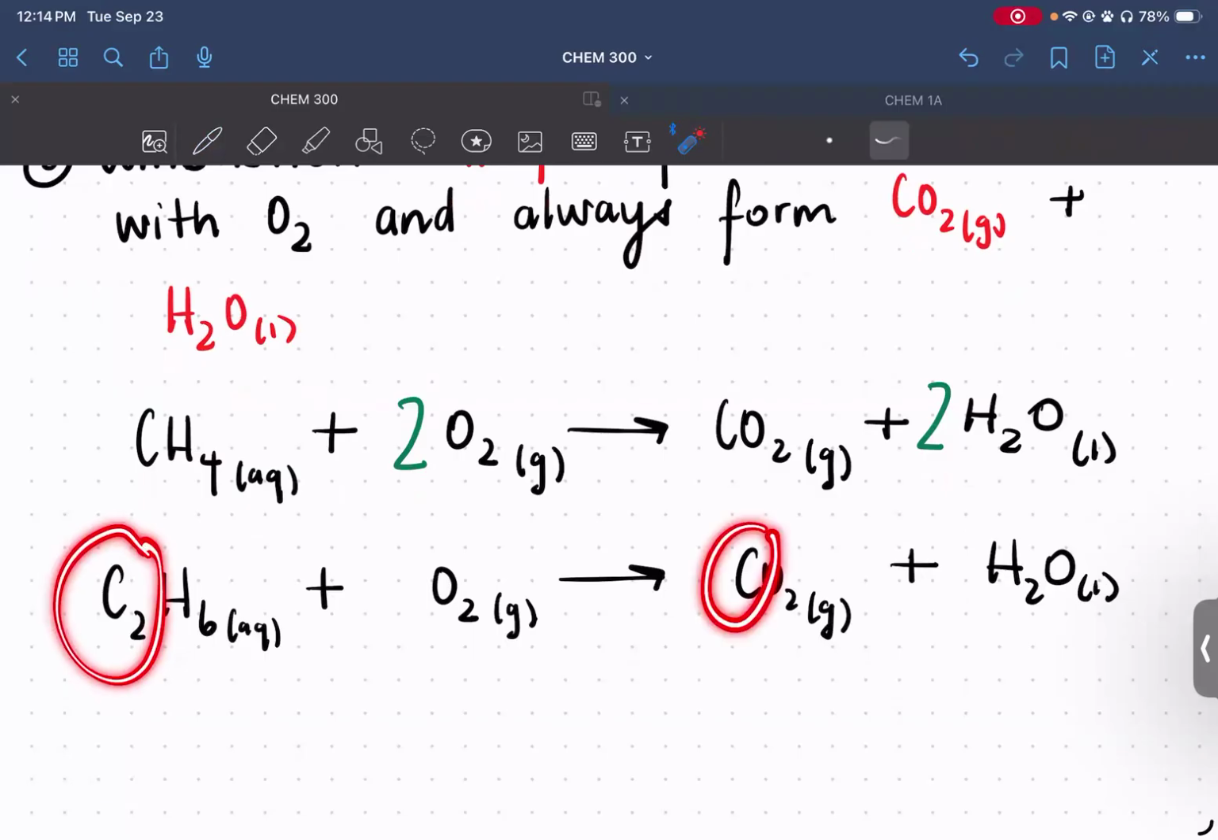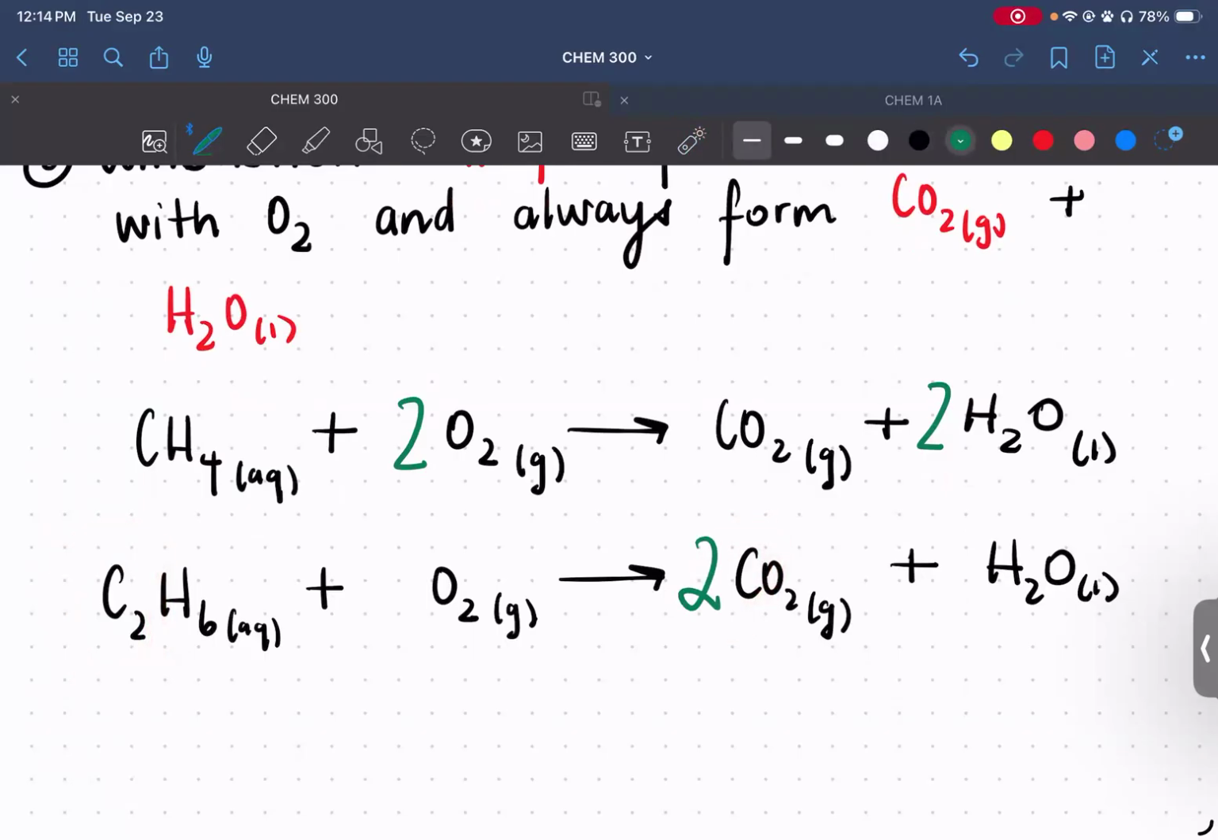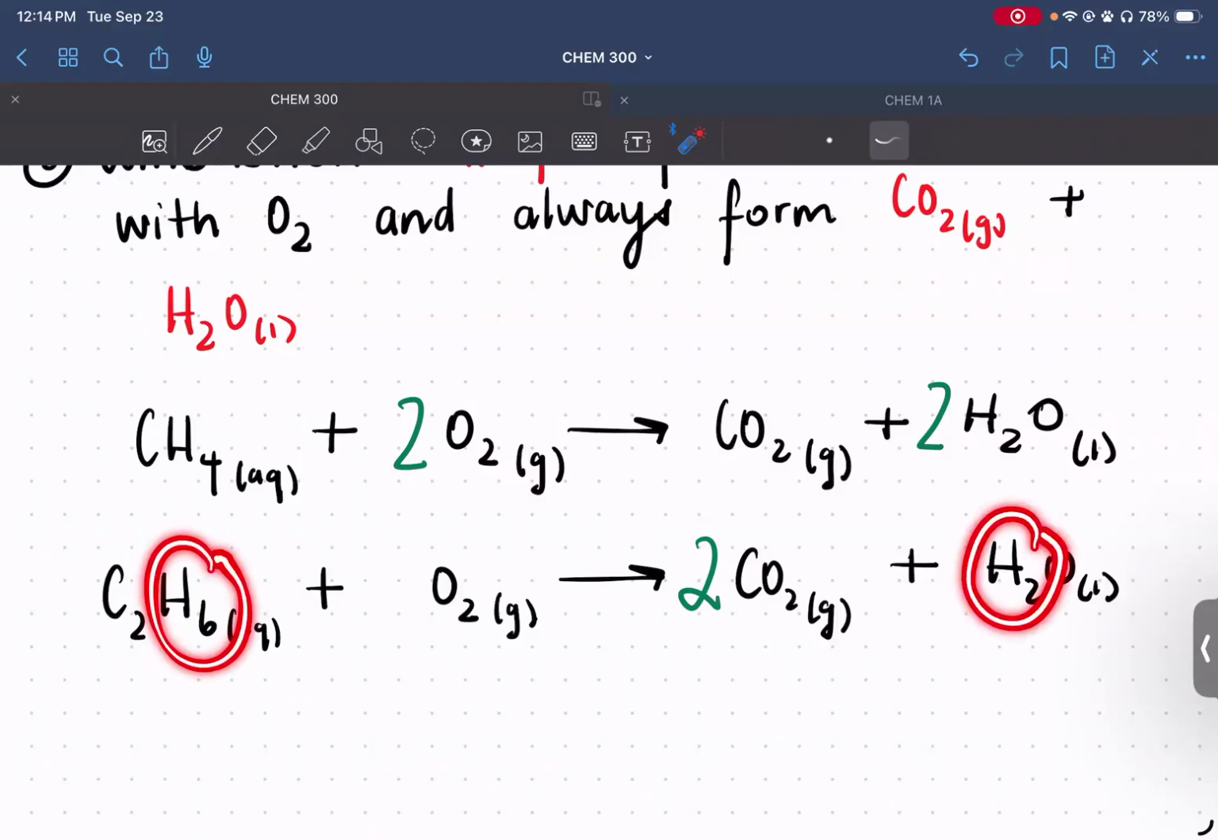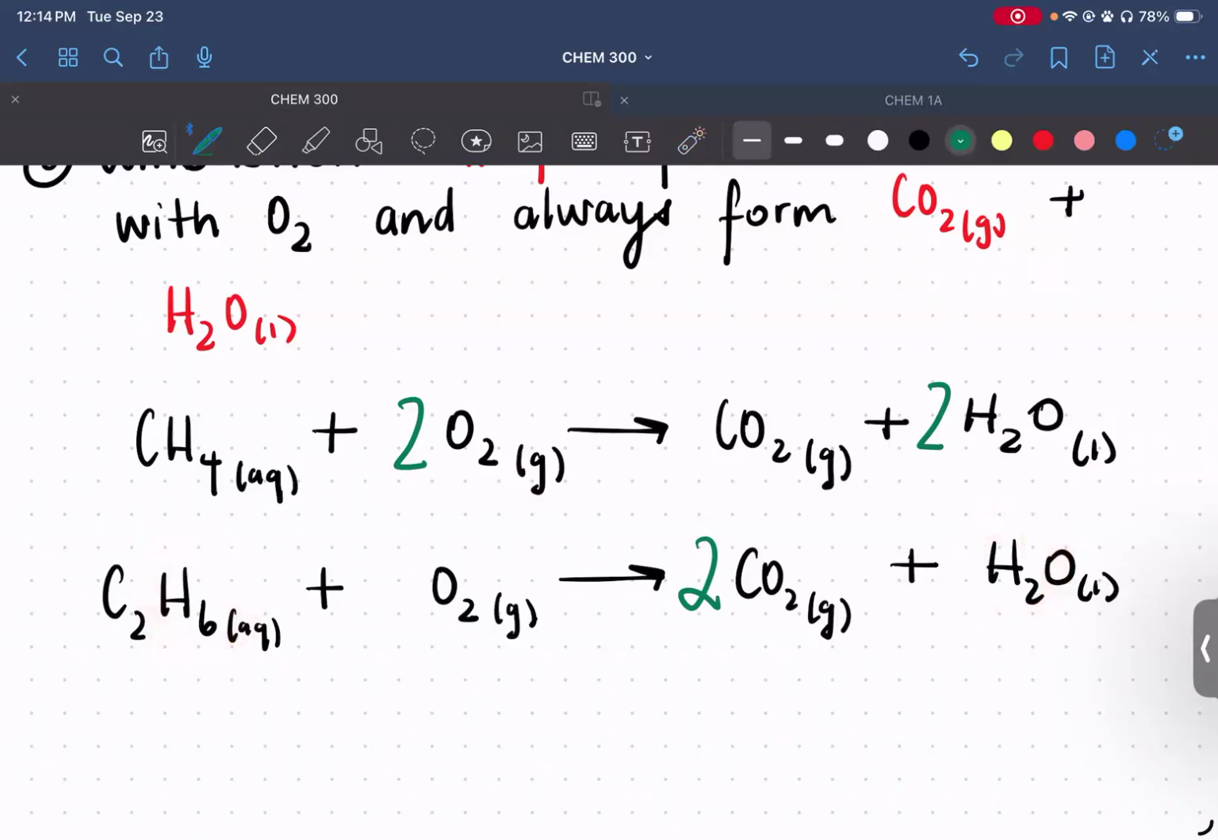On the left, we have 2 carbons. On the right, we have 1. No big deal. Just put a 2 right there. On the left, we have 6 hydrogens. On the right, we have 2. No problem there. Just put a 3 in front of the H2O. With that, both carbon and hydrogen are balanced. All that's left is the oxygen.